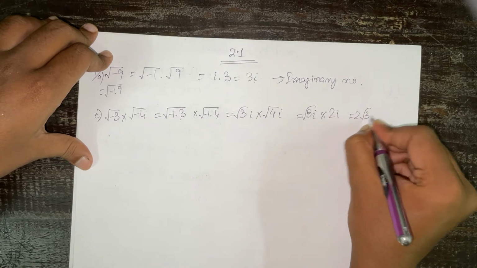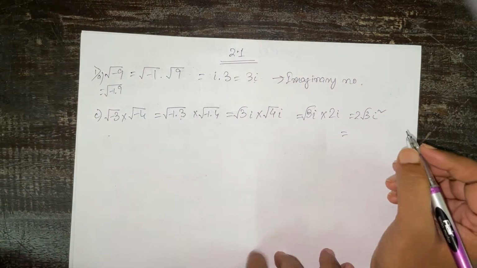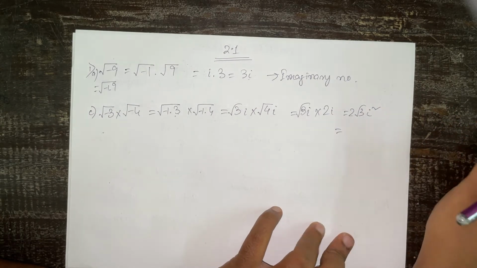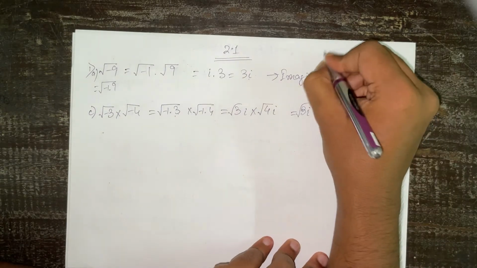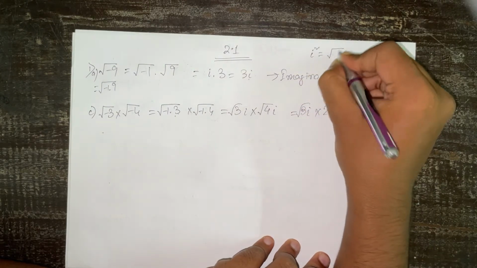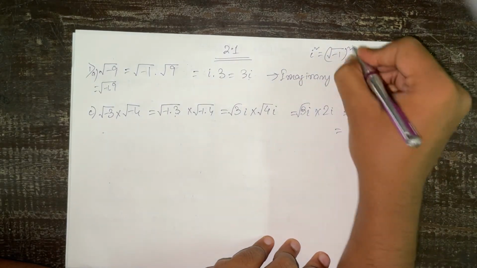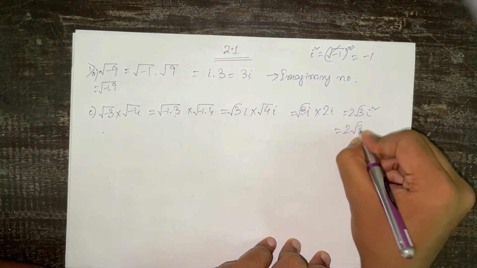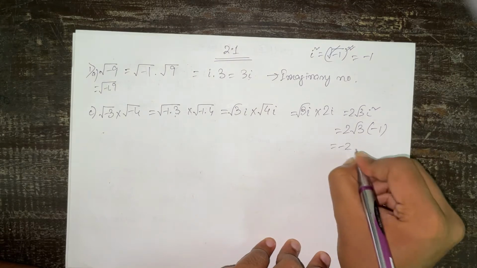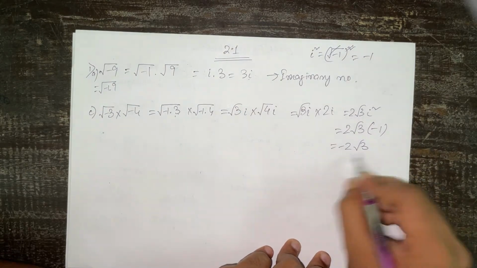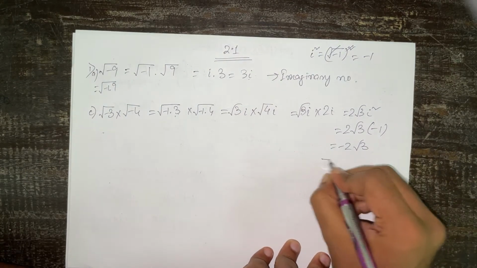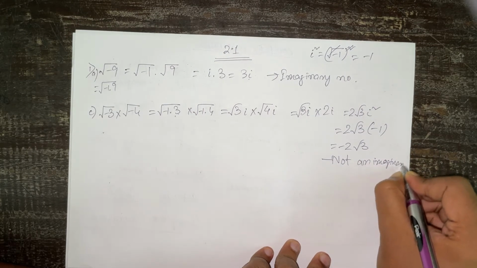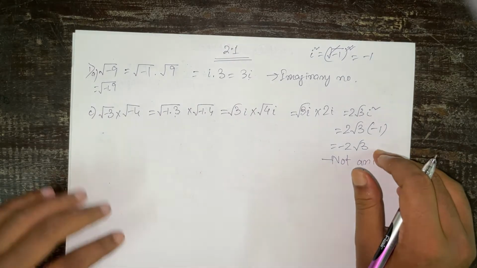So we can write 2 root 3 i square. Now what is i square? What is the value of i? The value of i is root over minus 1. So i square means root over minus 1 whole square. The square and root will cancel, so the answer is minus 1. So i square can be written as minus 1, giving 2 root 3 into minus 1. So it is minus 2 root 3. Is there any imaginary part available? No. That means this is not an imaginary number. Rather it is a real number. Okay, so that's how we do these sums.